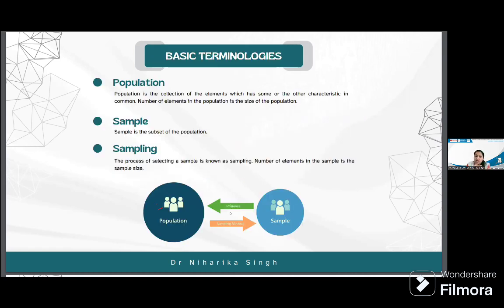We have already understood what a population is. It is a much larger part of our study, our universe. Through the sampling process, we take out a smaller representative part of the population, which is the sample, which is the major part of our study.